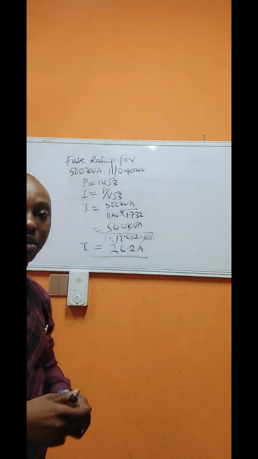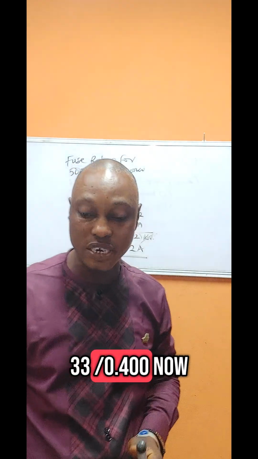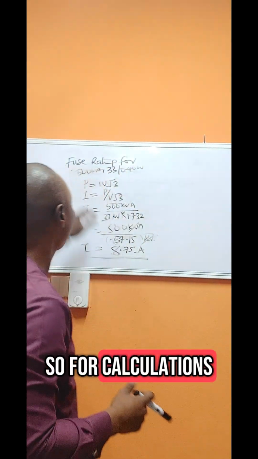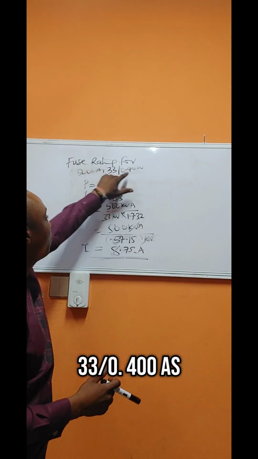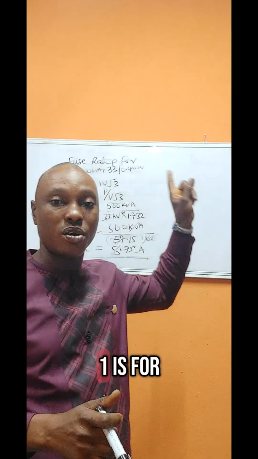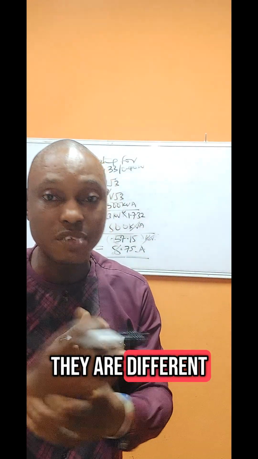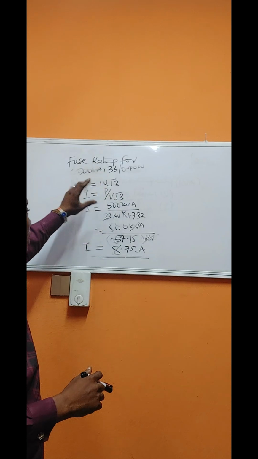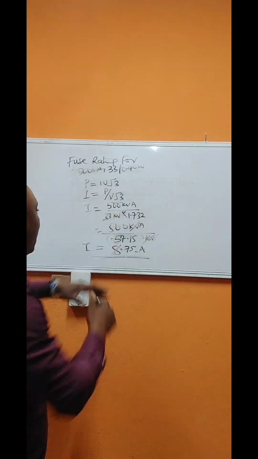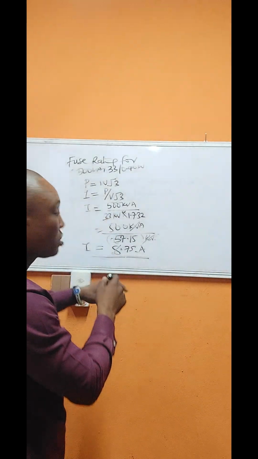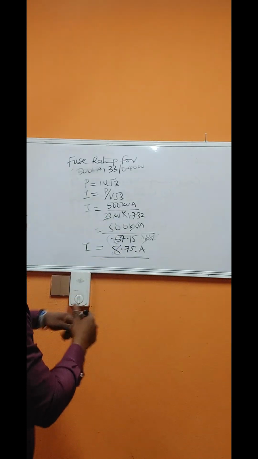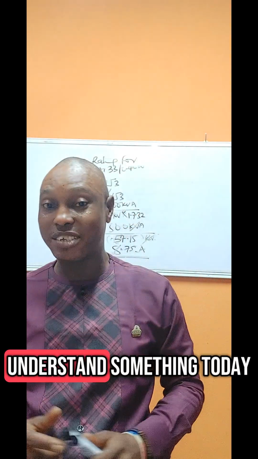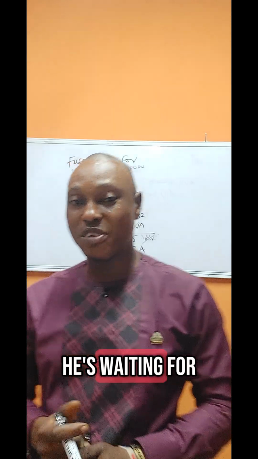Now for 500 kVA, 33/0.4 kV. Let me just do that one for us shortly. This one is for 33 kV, the other one was for 11 kV, so they have different fuse ratings. For that one you use the same formula, P is equal to I V root 3, and you do your calculation. Instead of 11 kV as the primary source, you put 33 kV. So the fuse rating for 33 kV is going to be 8.75 amps. I think you'll be able to understand something today. This is how to calculate the fuse rating for your transformer.